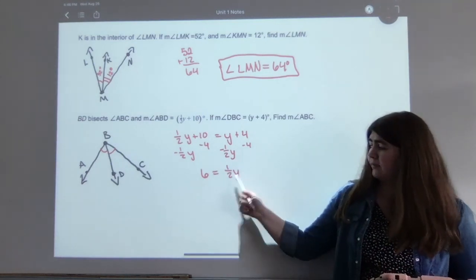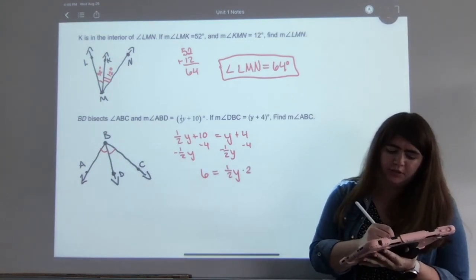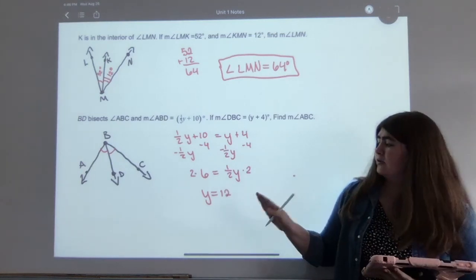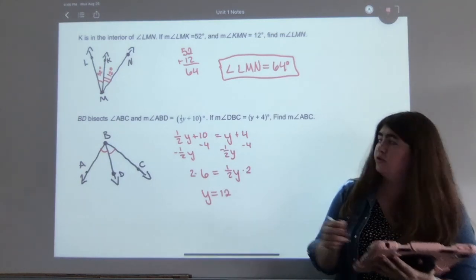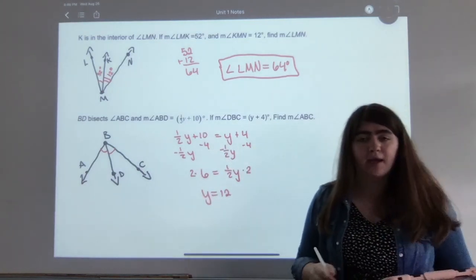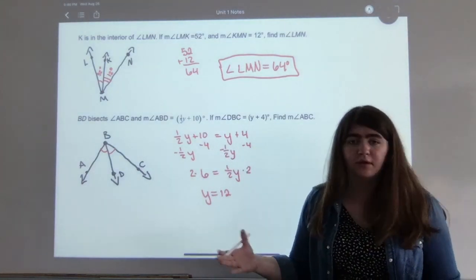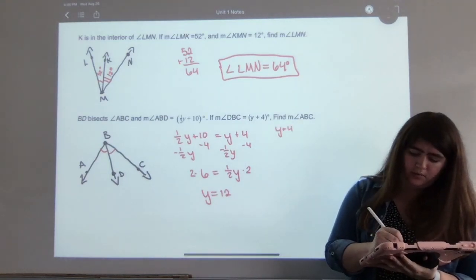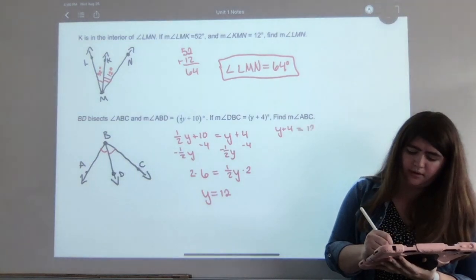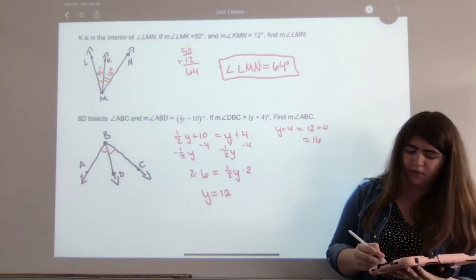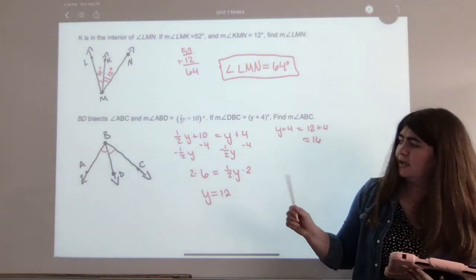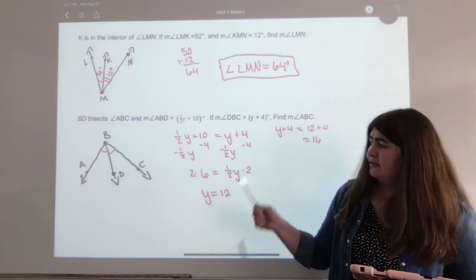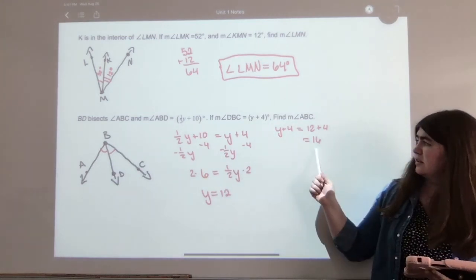I'm going to get rid of this fraction by multiplying both sides by 2. That leaves me with y is equal to 12. All right, so now that I have y, I can plug that into either equation. It doesn't matter which one because they are congruent, so it'll give you the same answer. So I'm going to start with y plus 4, and my y is 12, so 12 plus 4, which is equal to 16. All right, so both angle ABD and angle DBC are equal to 16 degrees.